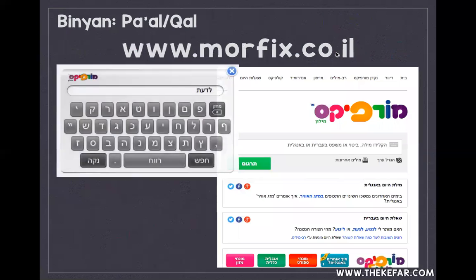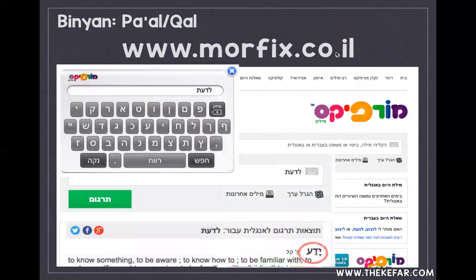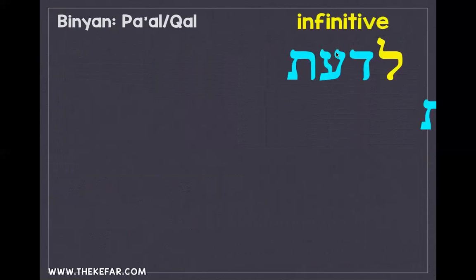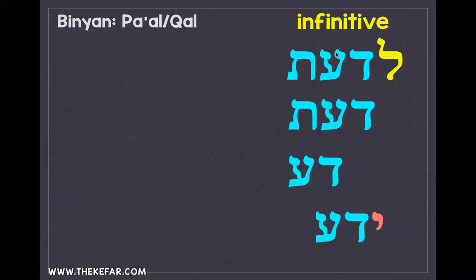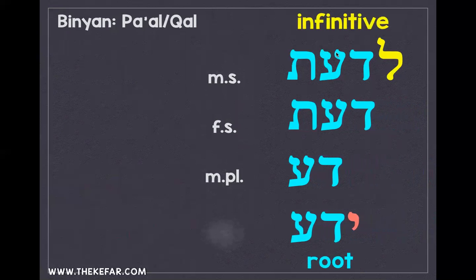We're gonna go back to Morphix, back to our little keyboard, type in the verb, and here we go, yada. So we see here that our missing letter was the yod. So got rid of the lamed, then got rid of the tav at the end, looked it up, and we got the yod, and that is our root. So the root of this verb is yada. Okay, yada. Now we're going to conjugate it.